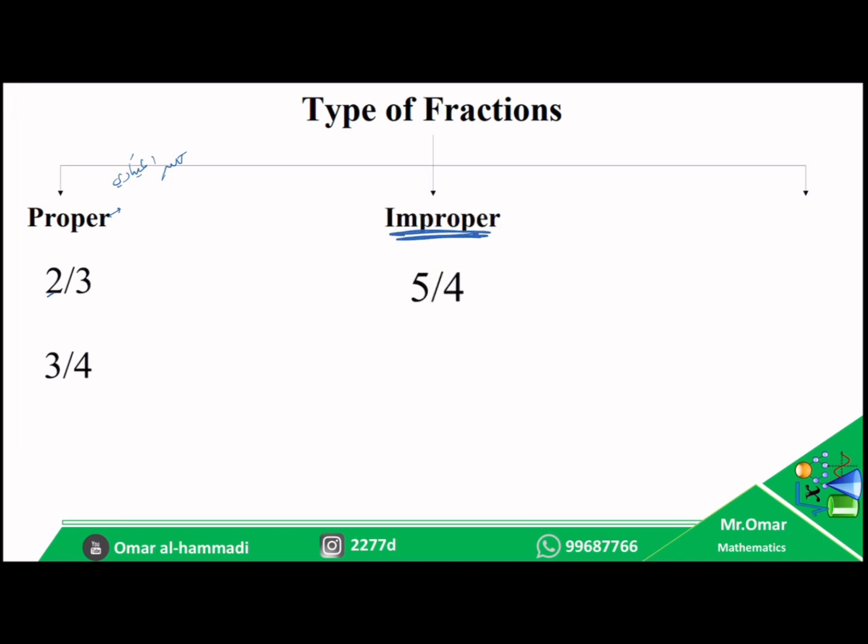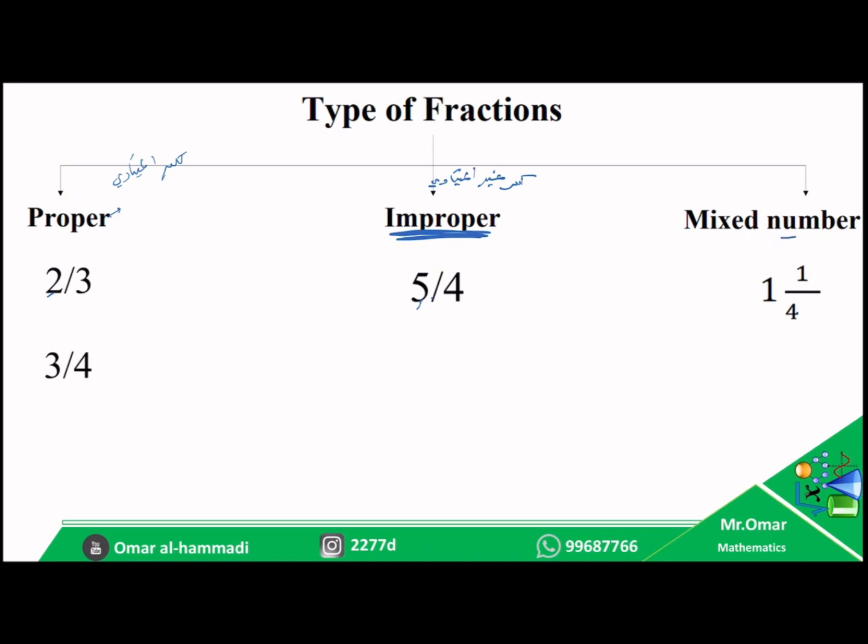The other one, we have improper fraction. This is كسر غير اعتيادي. We say the fraction is improper when the numerator is greater than the denominator. البسط أكبر من المقام.